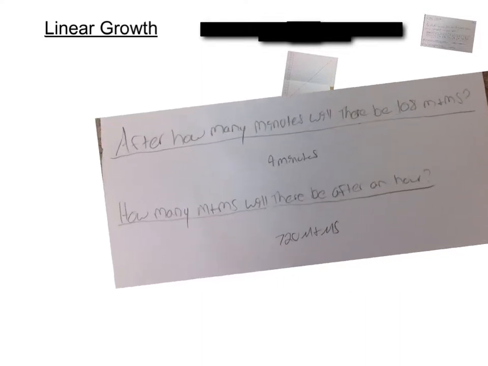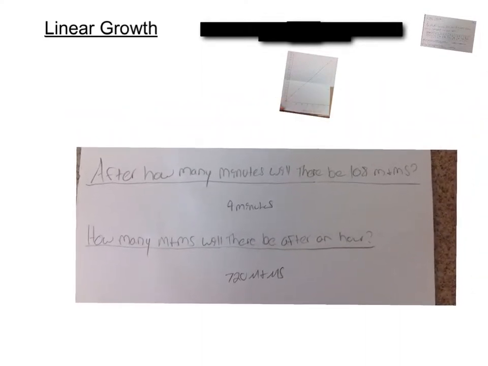So, for our prediction problems, our first problem is after how many minutes will there be 108 M&Ms, and that will take 9 minutes. You just have to use your equation to figure that out. And how many M&Ms will there be after an hour, and that is 720 M&Ms.